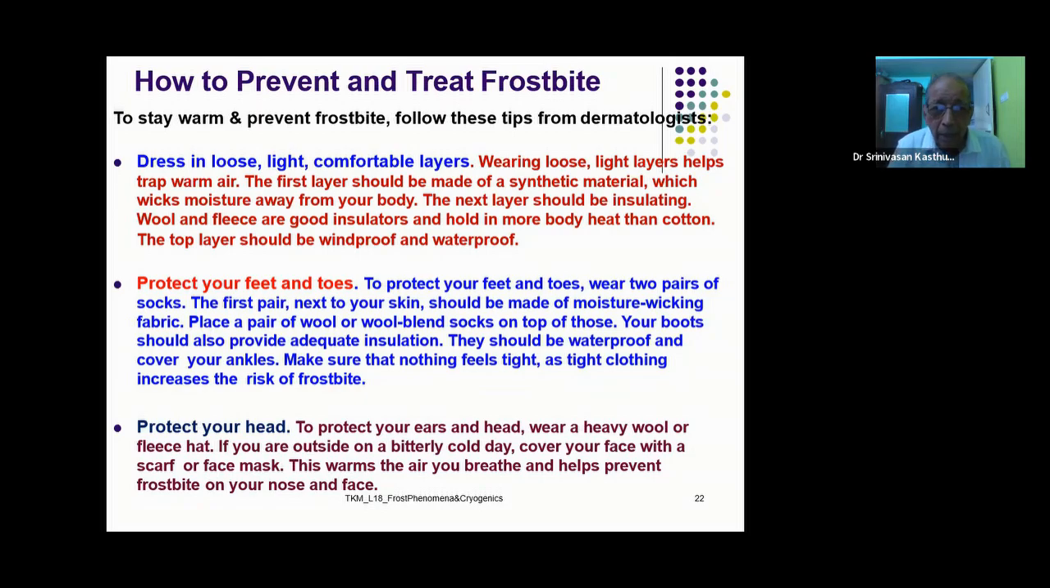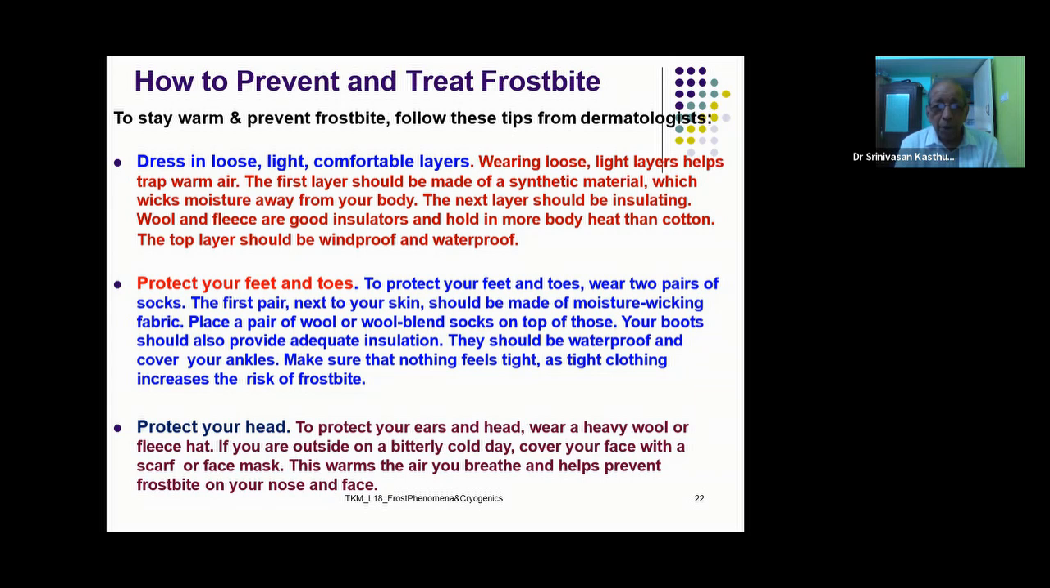Now, how to prevent and treat frostbite? First of all, to stay warm and prevent frostbite, you have to follow the following tips from the dermatologist. One is dress in loose, light, comfortable layers. This is something important if you want to avoid frostbite. Wearing loose, light layers helps to trap the warm air. The first layer should be made up of synthetic material, which wicks moisture away from your body.